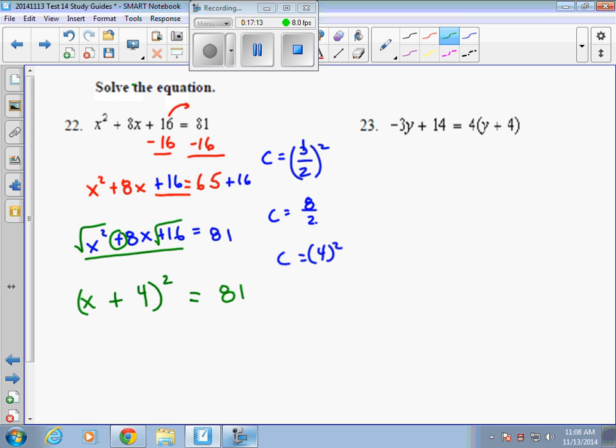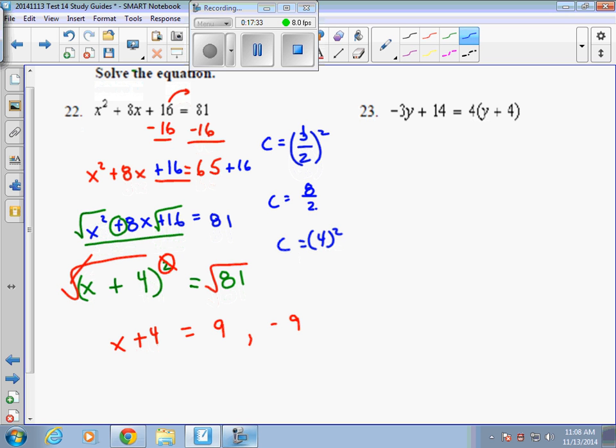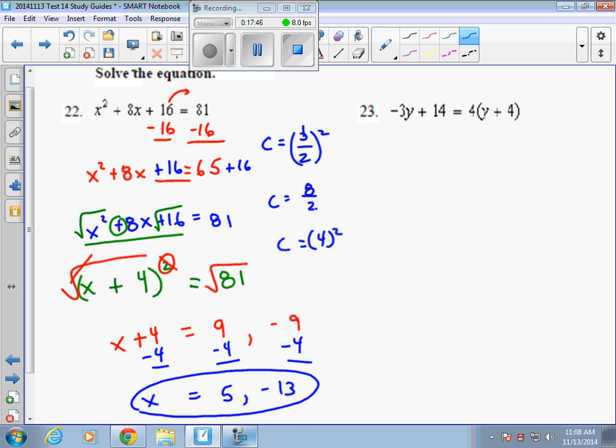In order to get x by itself, you undo squaring something by taking the square root of it. If you do it there, do it here. It'll cancel it out and give you x plus 4 equals the square root of 81, which is both 9 and negative 9. Here's one of those instances where you're going to come up with two completely different answers. In order to get x by itself, you subtract 4, subtract it from this one and this one. So x's value is going to be 5 and negative 13. Two separate answers that when you plug in, you're going to get a correct answer.